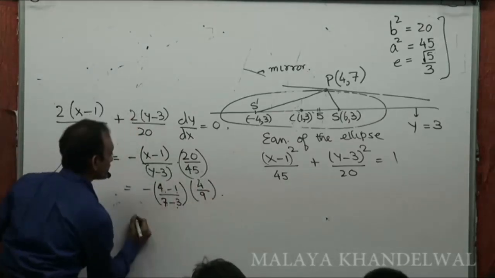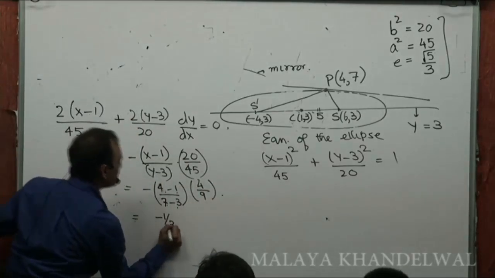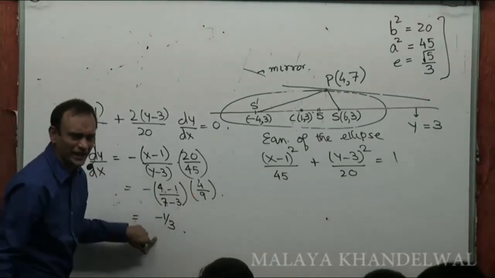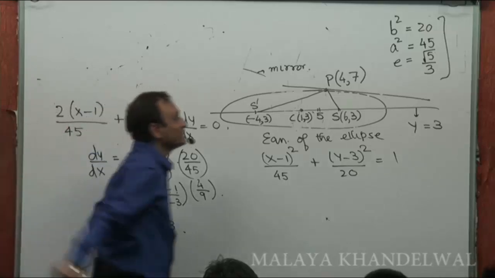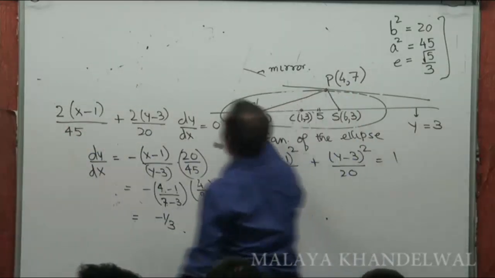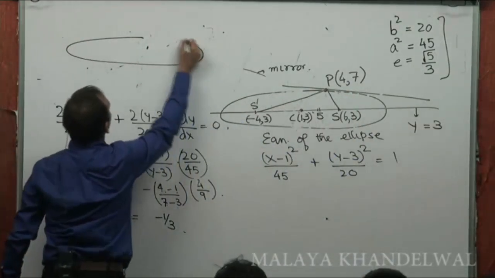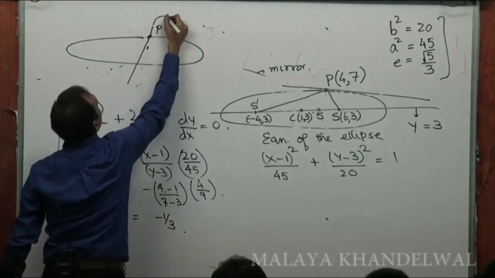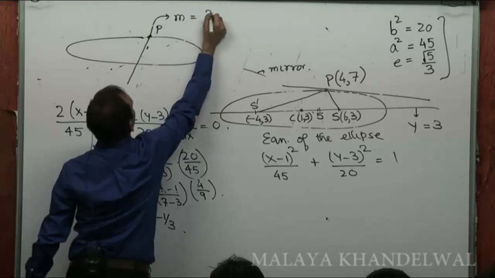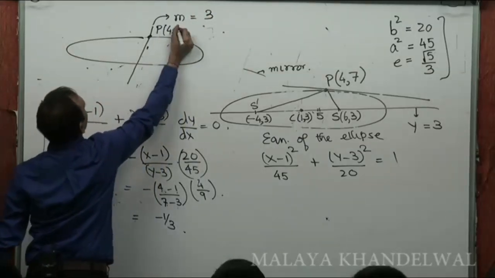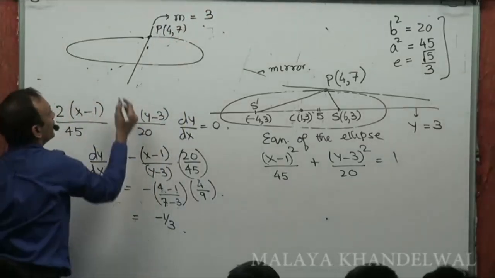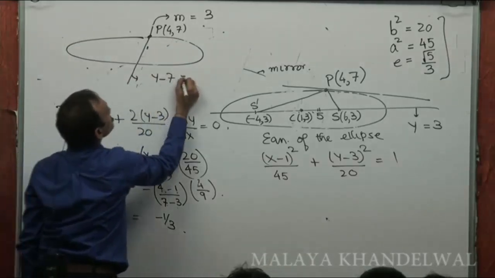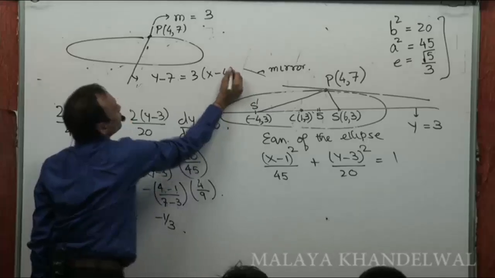So 4 will get cancelled, 3. So minus 1 by 3, is it? Just check. 4, 3, 3. Minus 1 by 3 is the slope of the tangent, if I have not made a mistake. So that means the slope of the normal at P would be 3. P is (4, 7). And so I can find the equation of the normal at P: y minus 7 is 3 into (x minus 4).